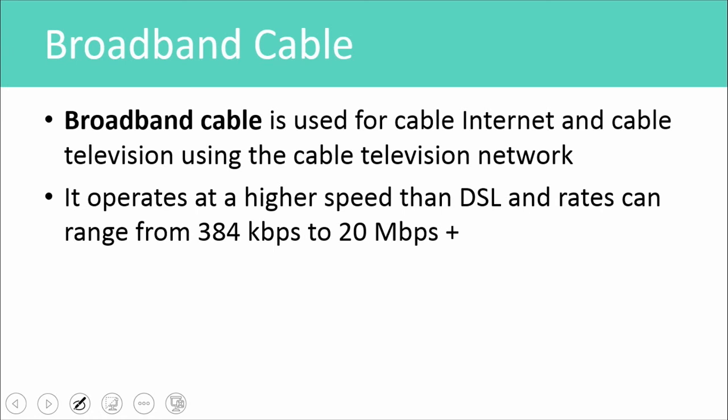All right, broadband cable is just used for cable internet and cable television. This is probably what you have in your home, right? I have it in my home. It operates at a higher speed than DSL, and the rates can range from 384 kilobits per second to 20 megabits per second. So that's a pretty common network speed for home internet. This is something that you're probably using right now, and you may not even have realized it until now, right? Because I just told you.